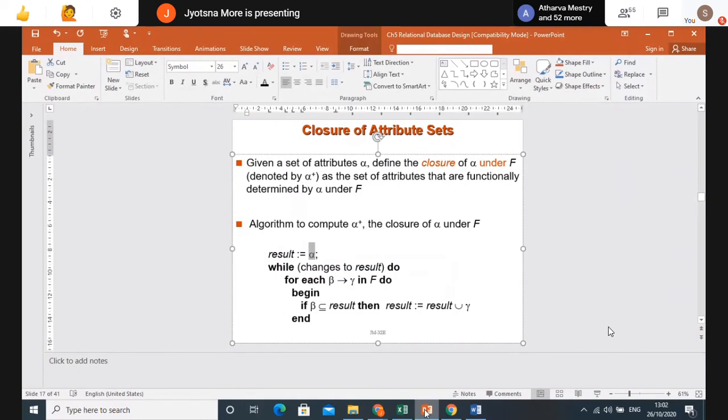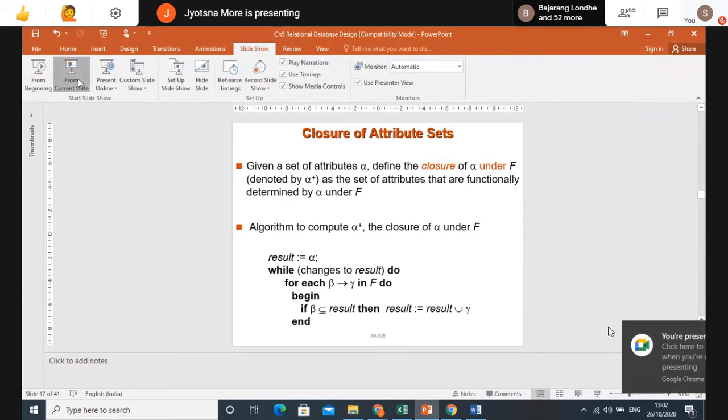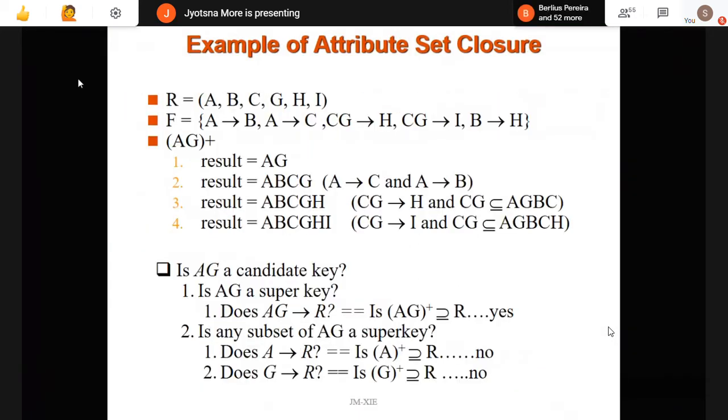So you can find out the functional dependency closure as well as you can find out the attribute closure. Now here the example is given for attribute closure. We can say R determines so and so things. These are the functional dependencies given to you. Find out the AG plus, attribute AG together closure you have to find out. Initially we will consider result as whatever attributes are there with the AG. So result is AG, right?